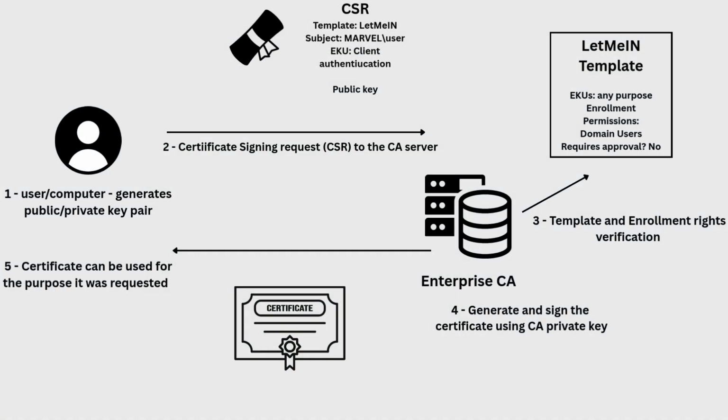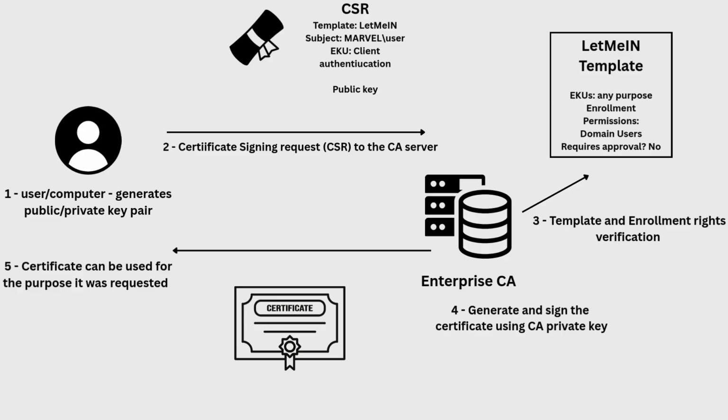So first we have our client, which is a user or computer, and generates a public-private key pair they'll use. Second step is the client sends a certificate signing request, or CSR, to the CA server. And the CSR usually contains the following: the template name, which you can think of as a blueprint. It defines what certificates can be requested from the CA and how the certificate is going to be used. So on the CSR, we also have our subject, which is our user, in this case user at Marvel, and Marvel is the domain in this environment.